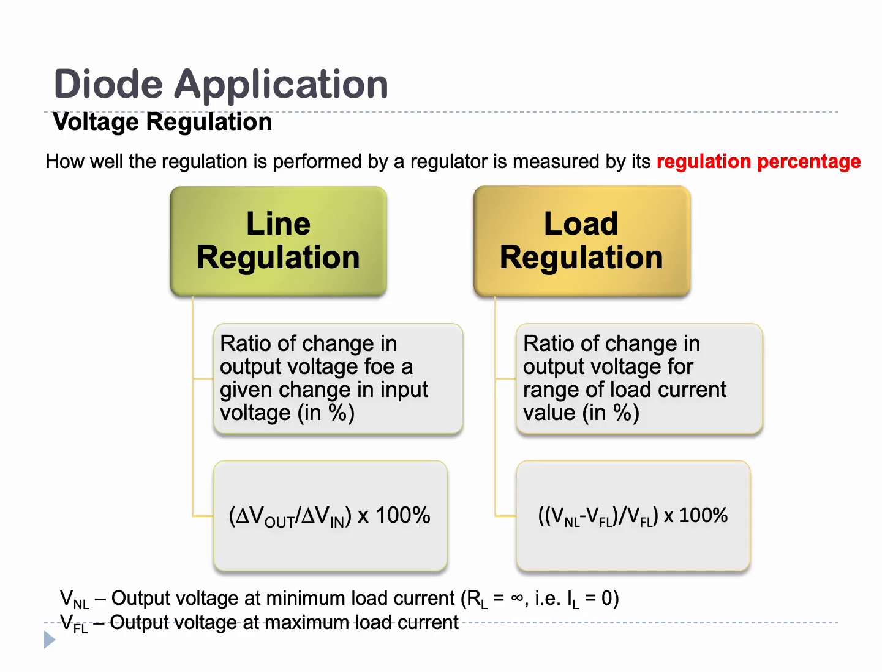Now let's look at voltage regulation. How well the regulation is performed by a regulator is measured by its regulation percentage. For these slides, you only need to know the theory. We have two types of regulation: one is known as line regulation, and the other is known as load regulation. To understand this, first of all we need to analyze whether the Zener is turned on or off.